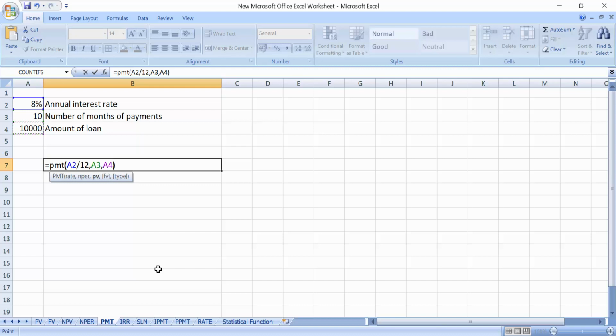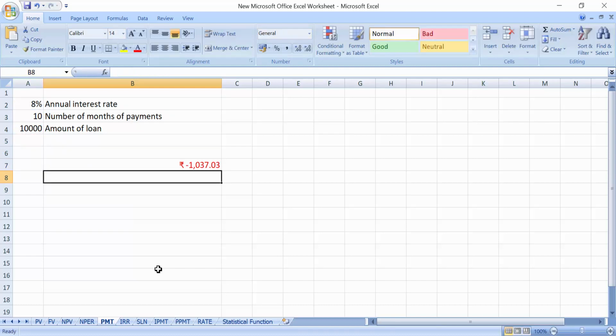Now optional जो है अभी हम काउंट नहीं करते, तो आंसर क्या आएगा यहाँ पे, माइनस the monthly payment for a loan with this term is minus 1037 रुपीज़, ठीक है? फाइन.